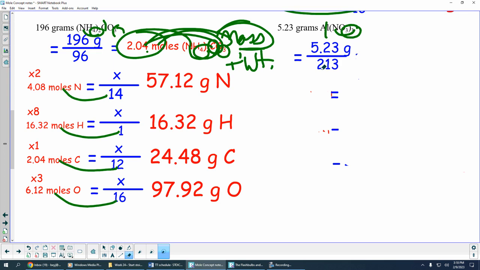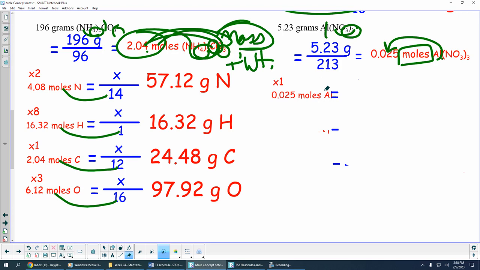When I divide 5.23 by 213, I get 0.025 moles of aluminum nitrate. Now, we're going to take our skill where we have moles and we want moles, and we're going to multiply this number by 1 for aluminum. We're going to multiply this number by 3 for nitrogen. And we're going to multiply this number by 9 for oxygen.